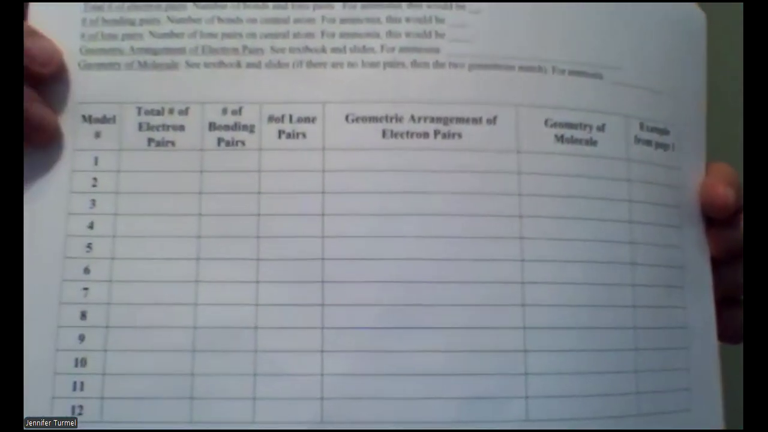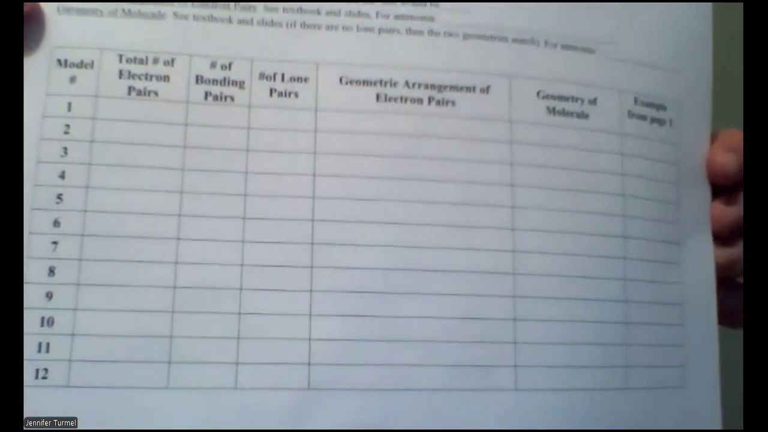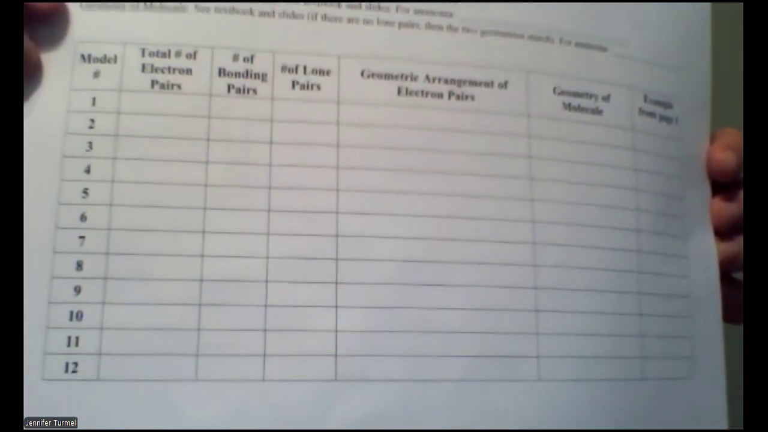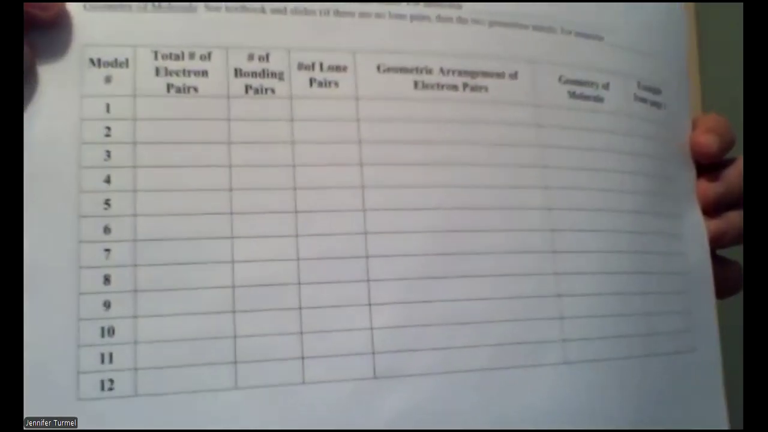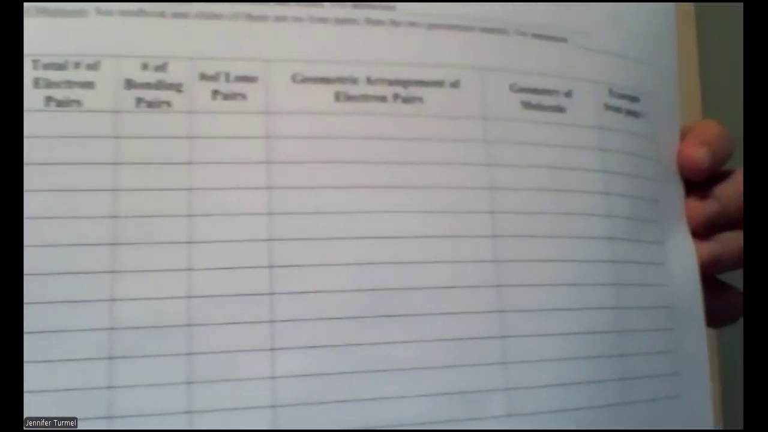And what you're going to need to do is, oh, I already put this away. Hang on a second. I won't bring it back up. But you're going to be working off of this. I'm not going to do the example at the top because I think you guys pretty much get it, but you're going to be filling this in. You'll notice you've got the total number of electron pairs, total number of bonding pairs, total number of lone pairs, geometric arrangement of the electron pairs, geometry of the molecule, and an example from pages 1 and 2. So what you're going to be doing from 1 and 2 is basically comparing these with one of the ones that we did on the other sheet.